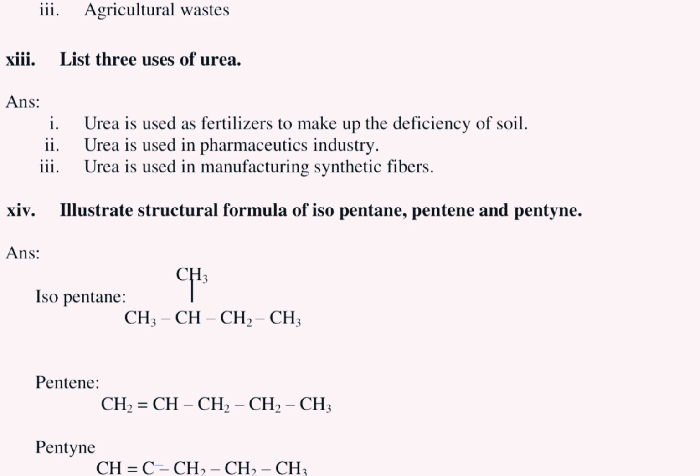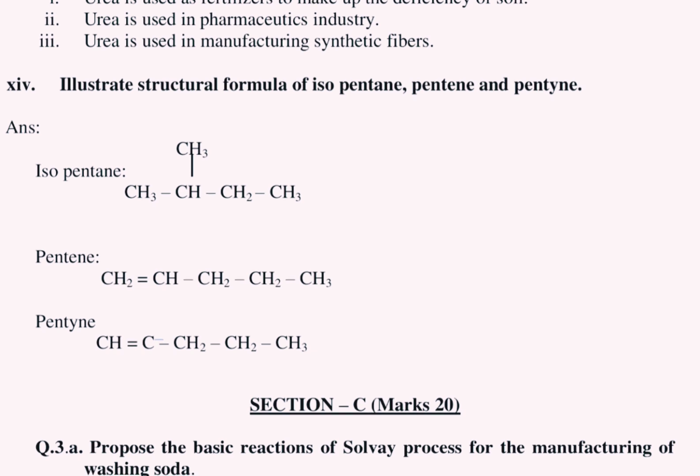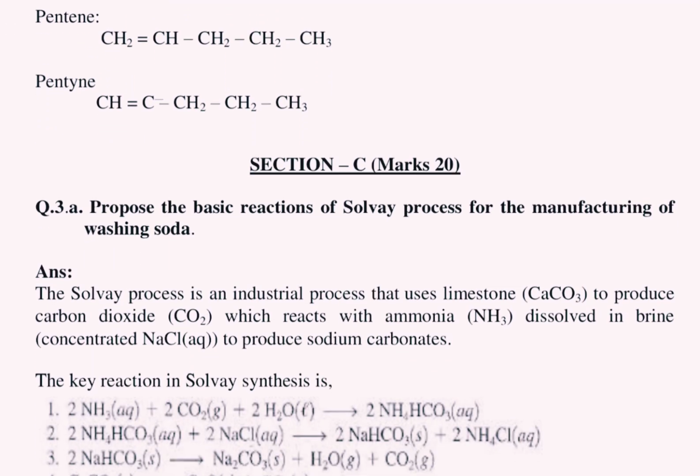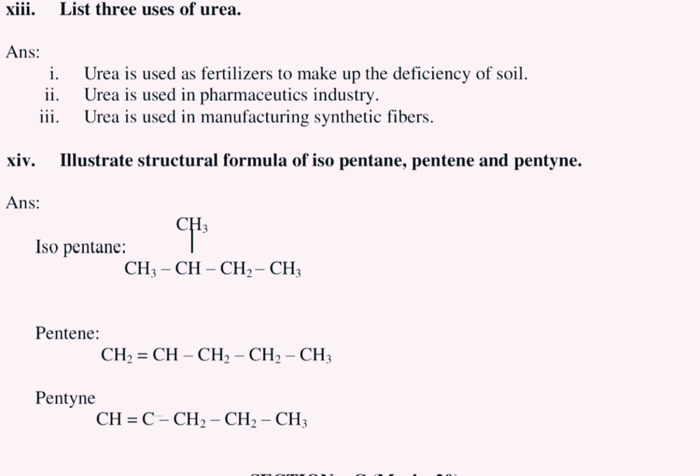Then we have the structural formula of isopentane, pentane, and pentyne. Isopentane is the general nomenclature when the last carbon has two carbons on it. So that is isopentane. Pentane means five carbons, so we will draw it that way. Then we have pentene: in the same chain, you just need to put a double bond, and then in pentyne you have to put a triple bond in the chain. This is all for the short question answers of your third set of paper.